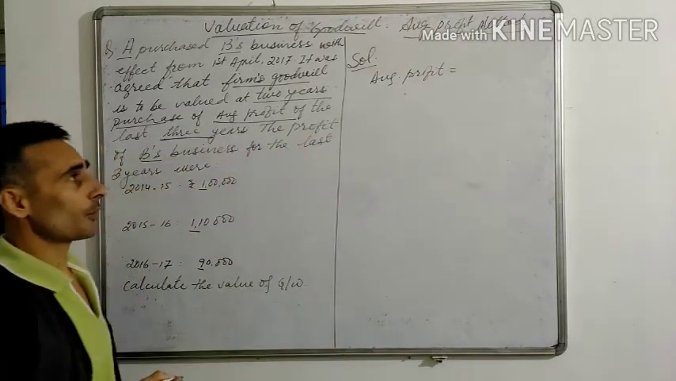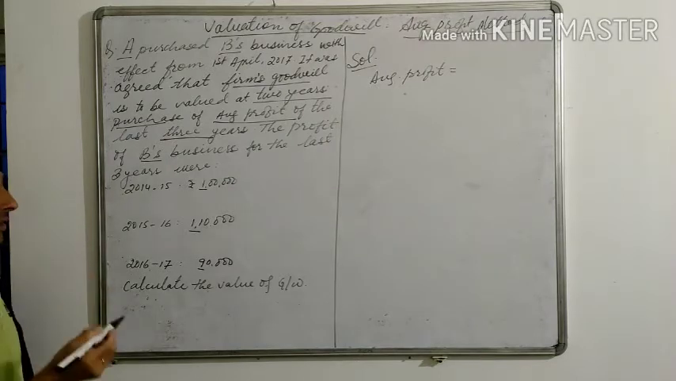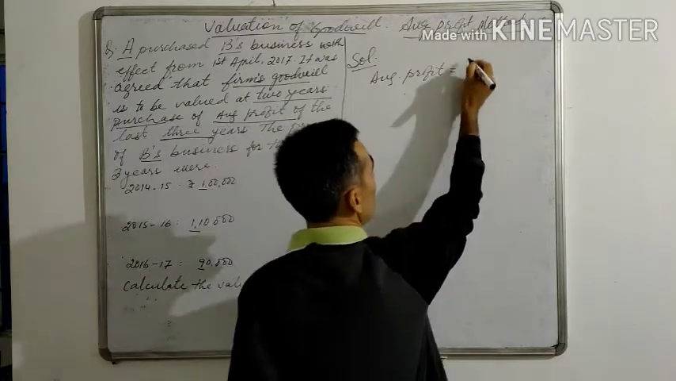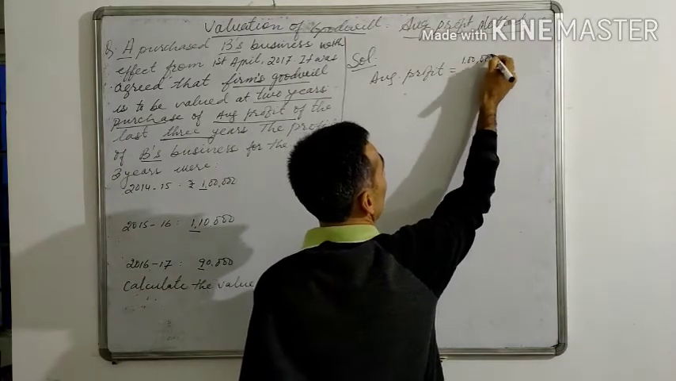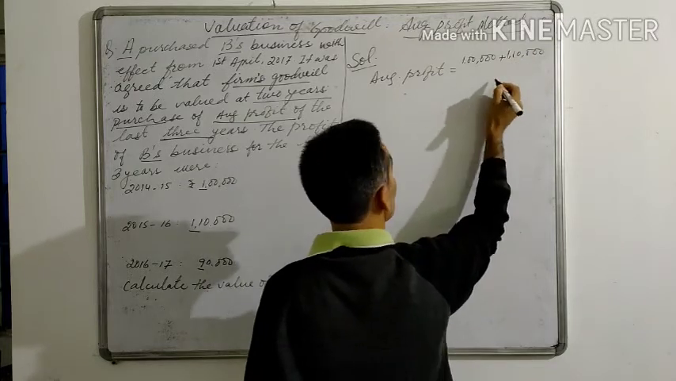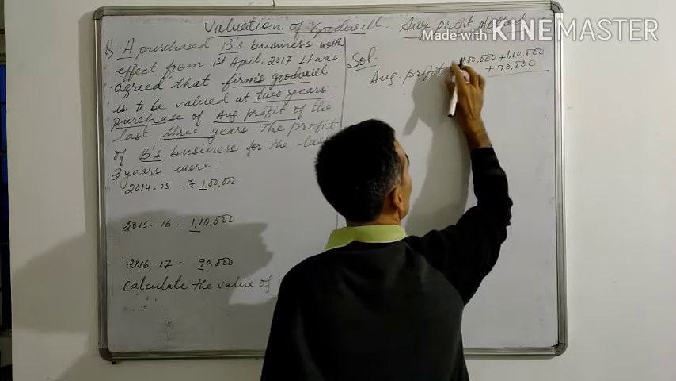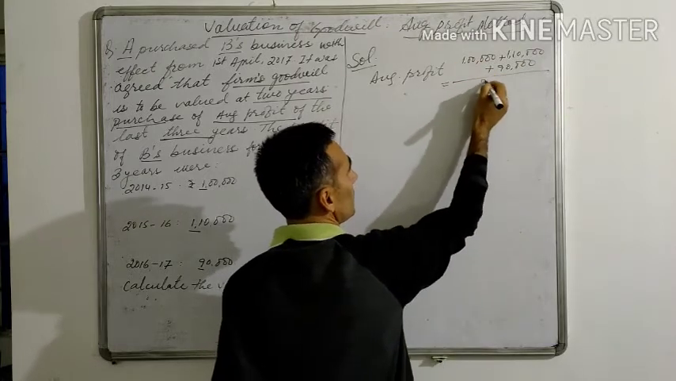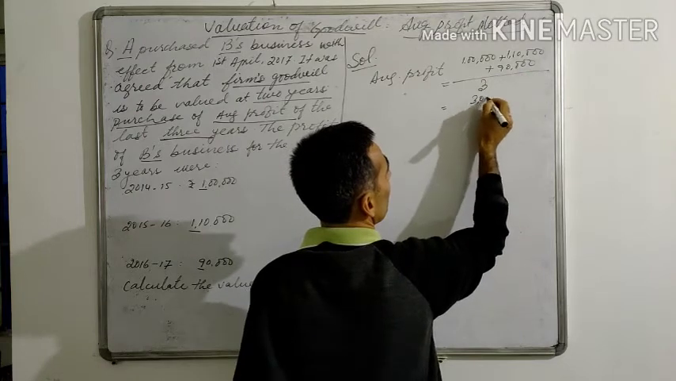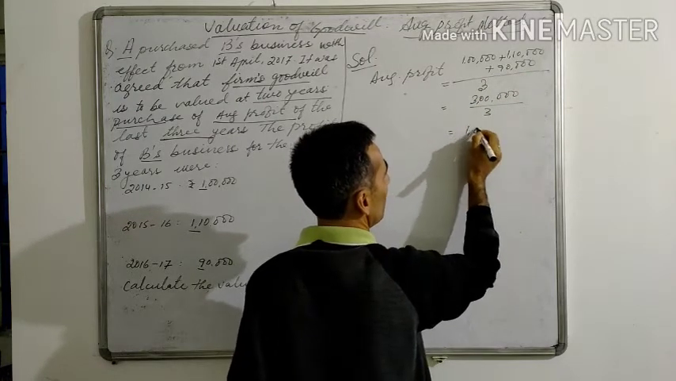So average profit is the sum of all the profits divided by the number of years. So these are the profits. We take the total of this, 1 lakh plus 1 lakh 10,000 plus 90,000, all divided by the number of years, which is 3. So this is 3 lakhs divided by 3, which is 1 lakh.